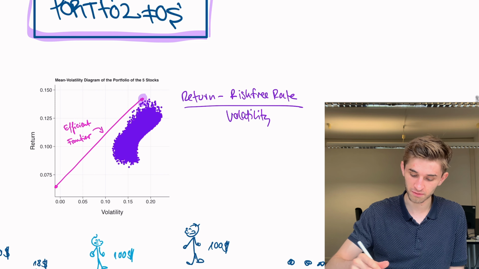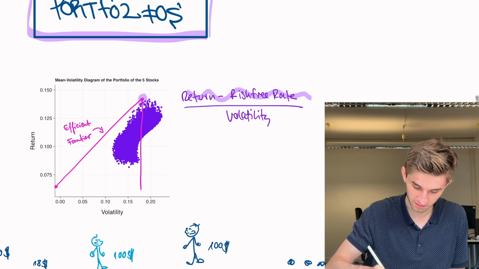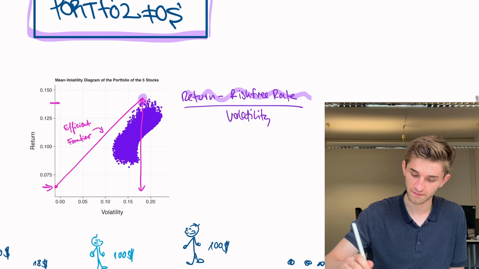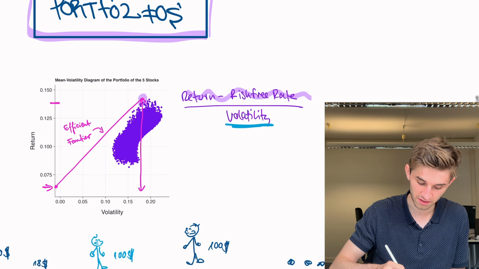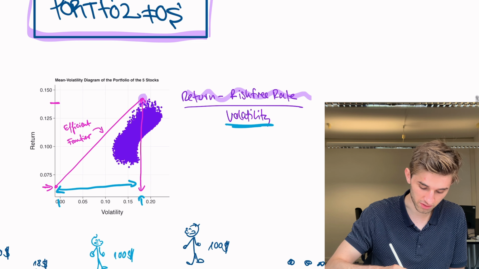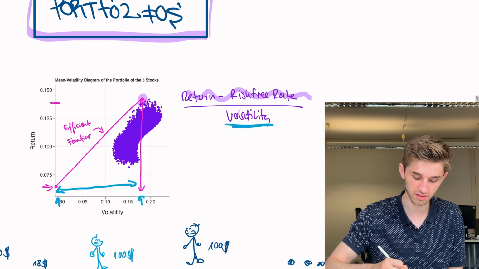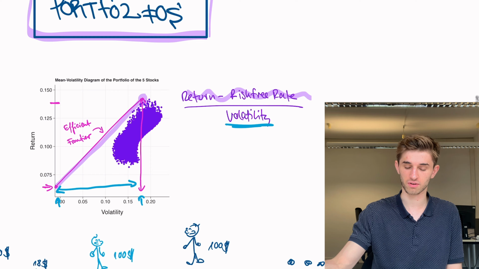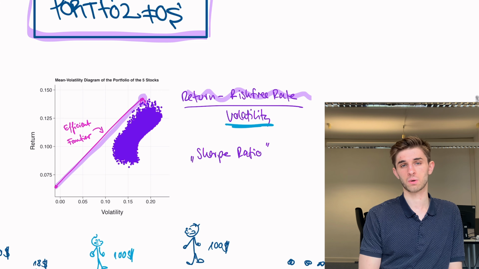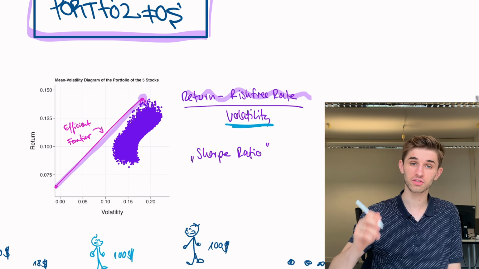And if you look at it in the graph, return minus risk-free rate, well, that is this distance, right? This is the return of the tangency portfolio, and this is the risk-free rate in our case. And our denominator, the volatility, that is this distance. Because right here, that's the volatility of the tangency portfolio, and here the volatility is zero. So this ratio is just the slope of the line connecting the risk-free rate to the tangency portfolio. And it actually has a name. It's called the Sharpe ratio, after Nobel Prize winner William Sharpe. And I hope you can intuitively see that the tangency portfolio has the highest Sharpe ratio.